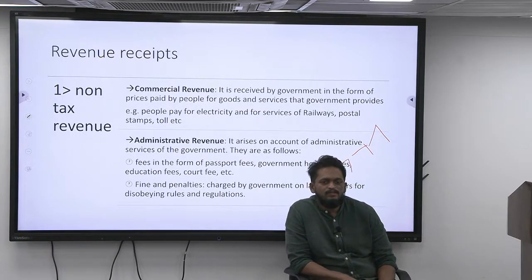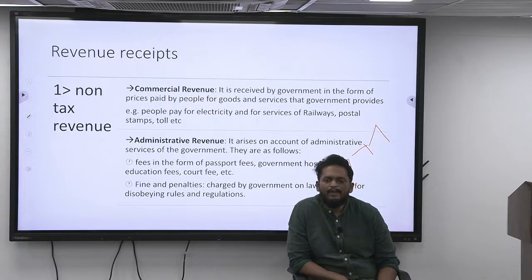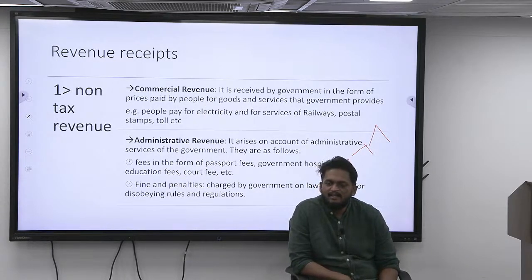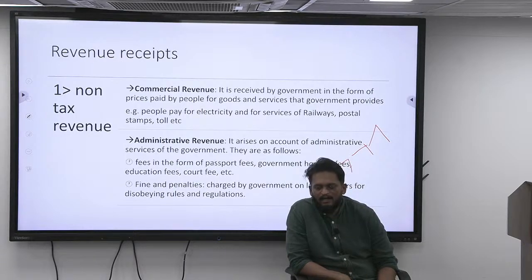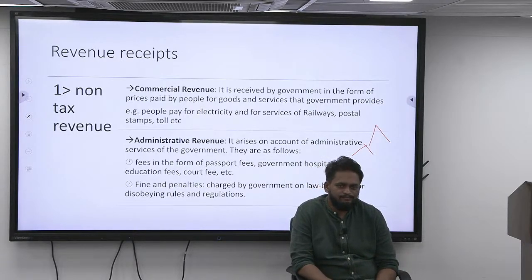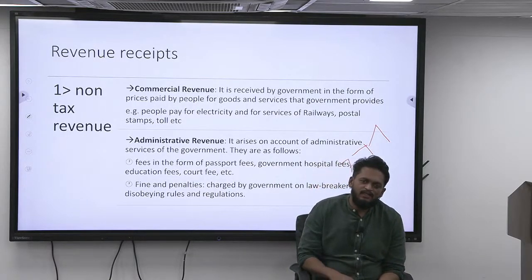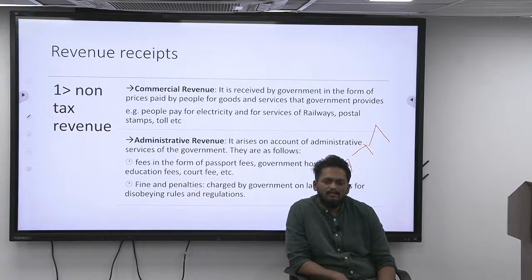Administrative revenue means there is no buyer-seller relationship. Government will collect some money, but it is not exactly a seller of service. It is just collecting for administrative convenience. Imagine you are riding without a helmet and the traffic police will ask for a fine. It does not mean he is trying to sell you something. There is no buyer-seller relationship in a penalty collected by government.